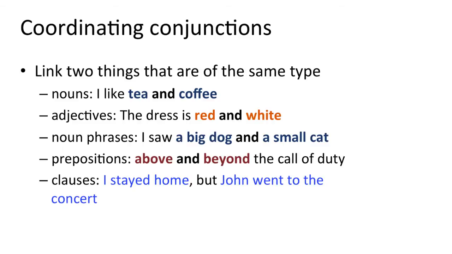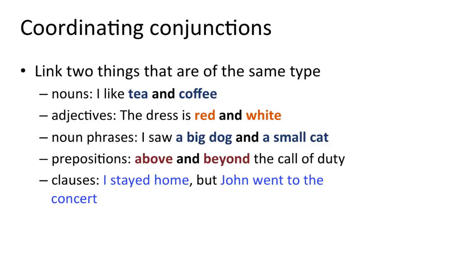It could be two nouns. I like tea and coffee. Two adjectives. The dress is red and white. Two noun phrases. I saw a big dog and a small cat. Two prepositions. Above and beyond the call of duty. Or even two clauses. I stayed home, but John went to the concert.